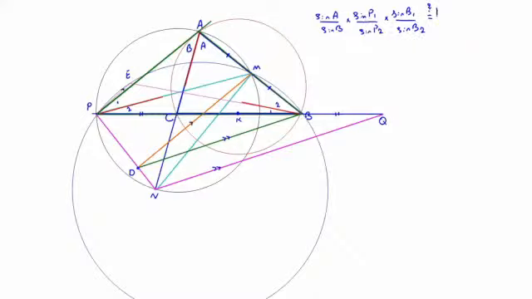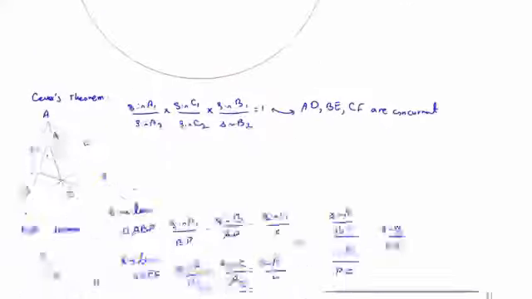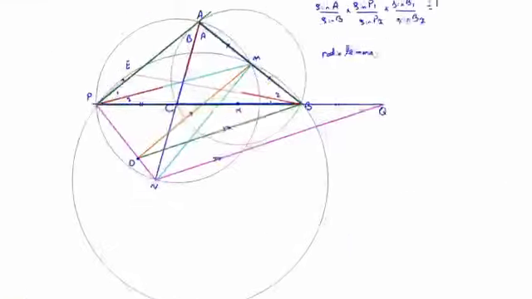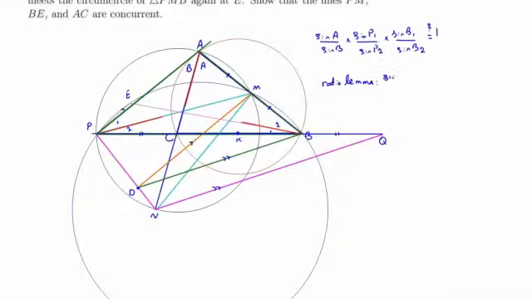Sine P1 over sine P2 here. For finding this, I use the ratio lemma. By the ratio lemma, look, let me show you. We said sine A1 over sine A2 here is BP over PC times sine B over sine C. So if we apply it here, sine P1 over sine P2 in which triangle?